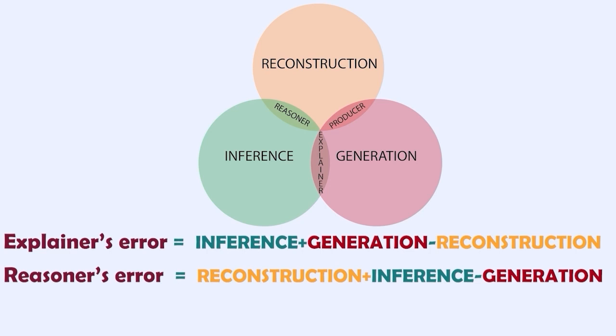The reasoner's error comes from the sum of the reconstruction and inference losses, subtracted from the generation loss. It highlights the ability of the reasoner network in making the best guesses about the component ratios.